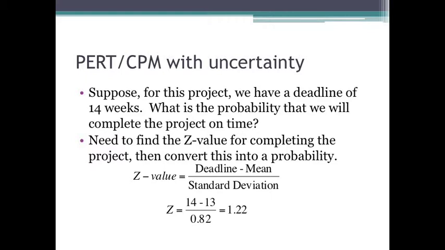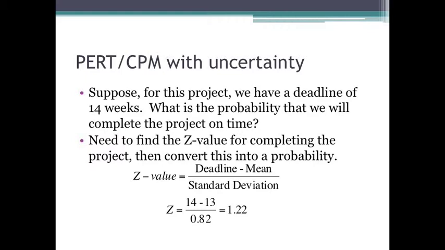After all, there's uncertainty here, there's variation here. So there is a possibility we may not complete this on time. So the first thing we need to do is find the z-value for completing the project. So what is a z-value? Well, a z-value is a measure of the distance away from the mean in a normal curve that a certain point is, in terms of the number of standard deviations away.